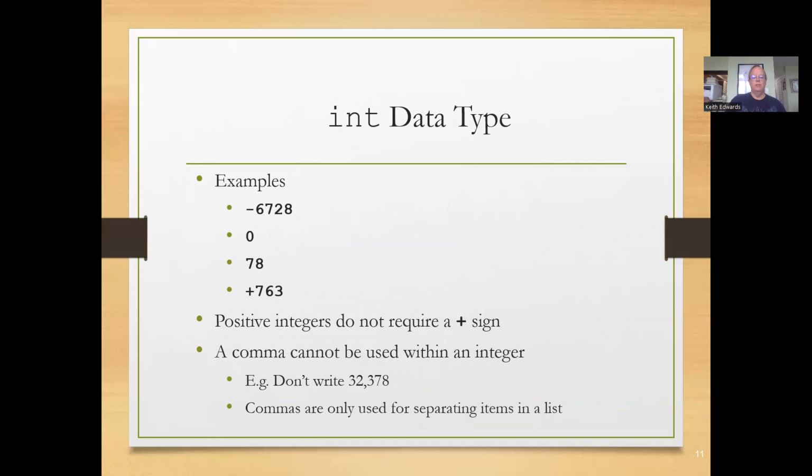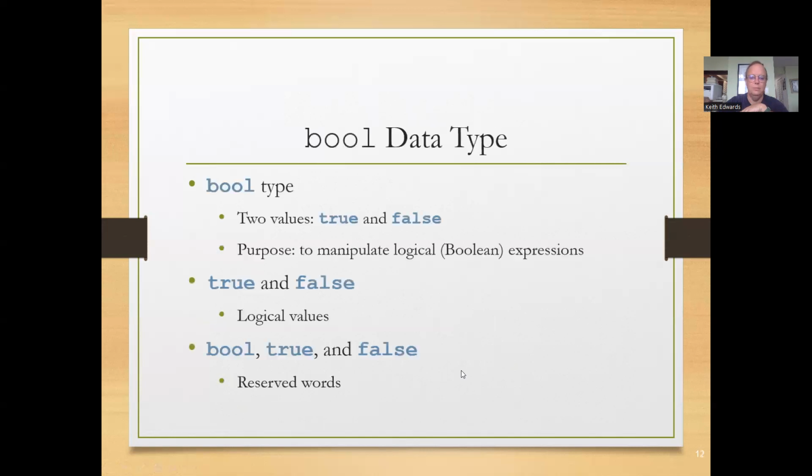So integers, again, these are the integer numbers. Some examples are -6728, 0, 78, +763. You don't need the plus sign there. It assumes it's positive unless you have a negative. 42 would be another integer value, and you can't add commas in there, even though that's something we commonly do within the English language, where we write 32,378. You would only use commas if you were separating items in a list. So, you just write that as 32378, no comma included in there.